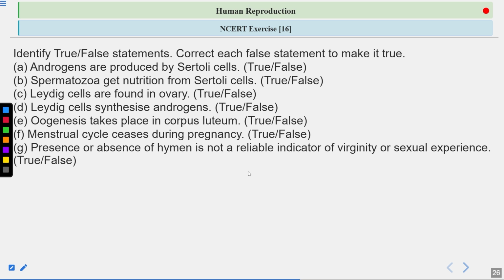Then these are the true and false. Okay. The first one is androgens are produced by Sertoli cells. Is this true or false? Then spermatozoa get nourishment from Sertoli cells. Then Leydig cells are found in ovaries. True or false? Leydig cells synthesize androgens. Is it true or false? Oogenesis takes place in corpus luteum. Is it true or false? F, menstrual cycle ceases during pregnancy. This is true or false? G, presence or absence of hymen is not a reliable indicator of virginity or sexual experience. Is this statement true or false?